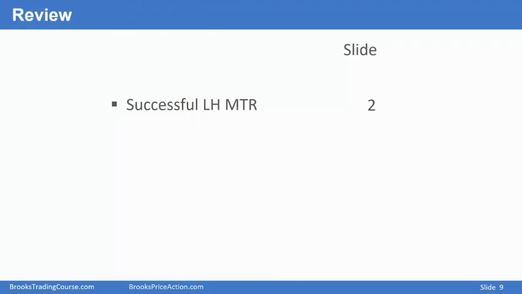I talked about the components of a successful major trend reversal. For example, a lower high major trend reversal: you have a bull trend, you have a break below the bull trend line, a minor reversal into a bull flag. The bull trend tries to resume, but then it fails just below the high of the bull trend, and you get a lower high reversal. If it reversed down above the high, it would be a higher high major trend reversal.